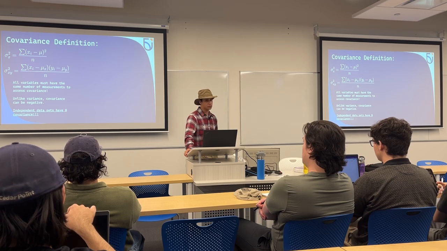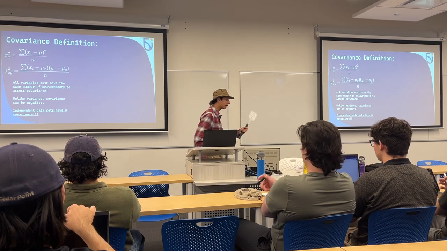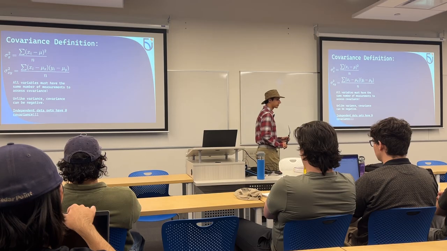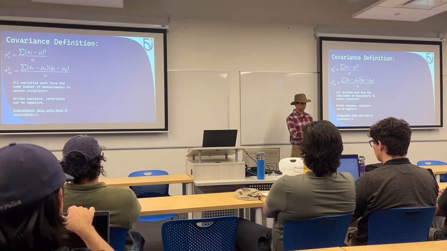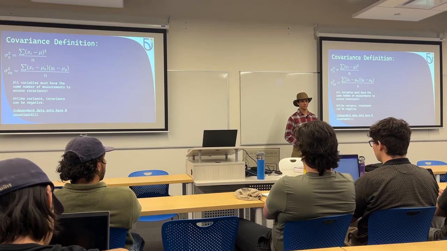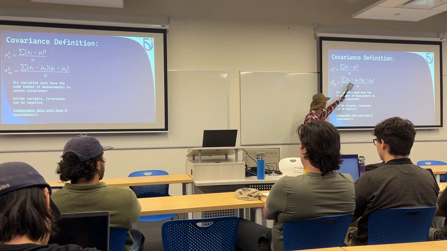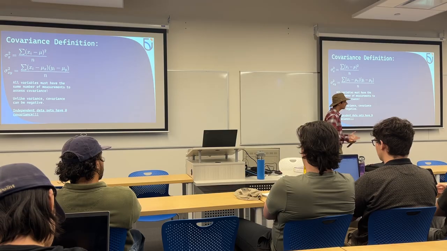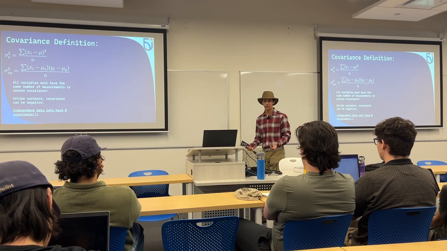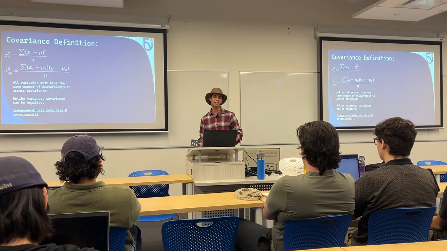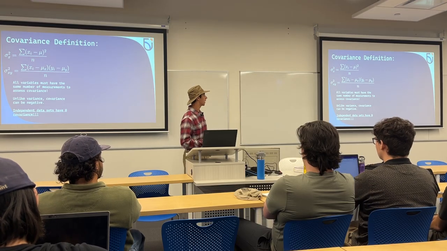And unlike variance, this can be negative. Why can it be negative? There is no squared term. So if you have a positive term here and a negative term here, it doesn't get squared, so it doesn't disappear. So covariance can be negative. In fact, this is why you use covariance in linear regression.